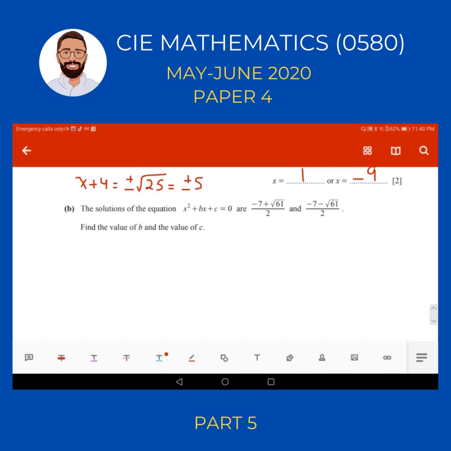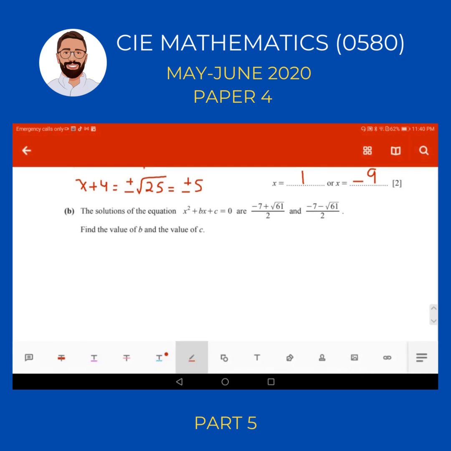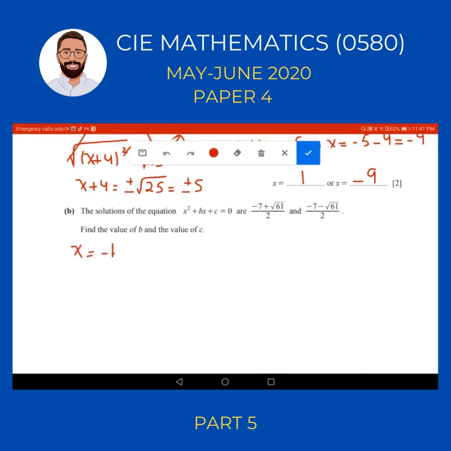Now, since the solutions of the equation are negative 7 plus the square root of 61 over 2, the square root of 61 means it looks like they used the quadratic formula, which is x equals negative b plus or minus the square root of b squared minus 4ac over 2a. Now, how did I figure out that they used this formula? Because I have two solutions, one with a positive sign and one with a negative sign, and I have a square root in the numerator, so most probably they used the quadratic formula.